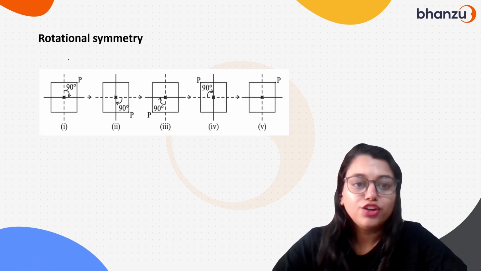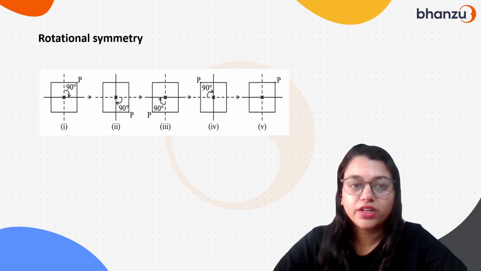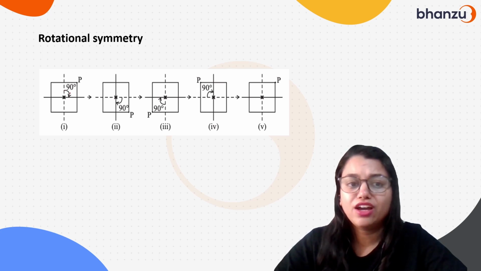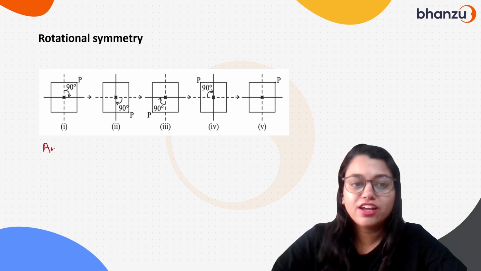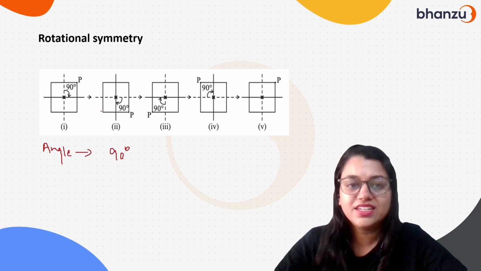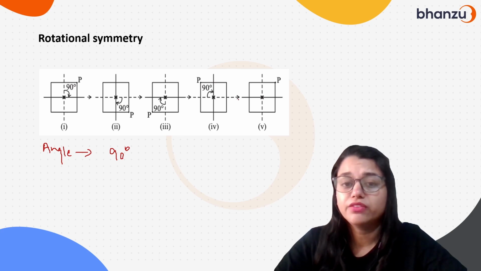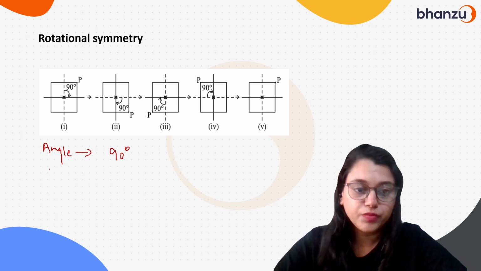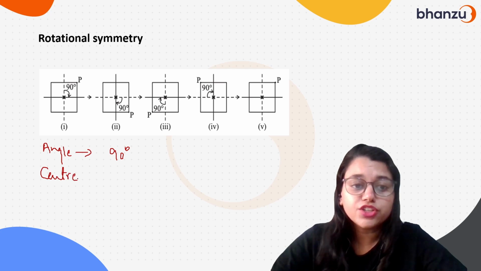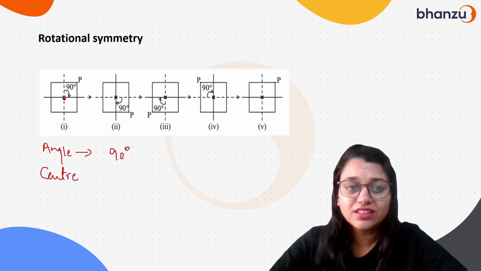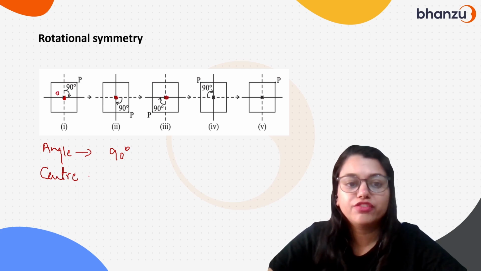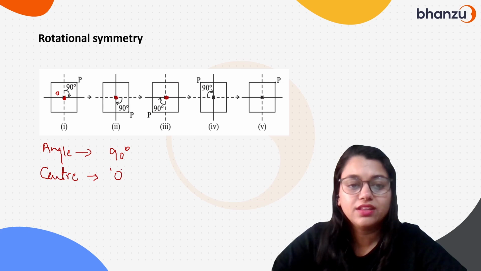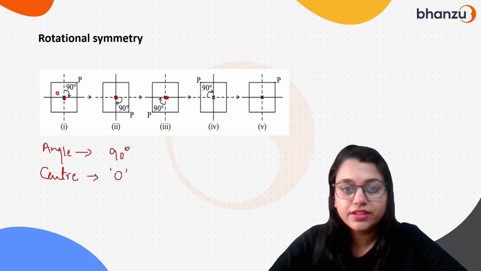Now, if you see in the first image, we are rotating it clockwise at an angle of 90 degrees. So what is the angle of rotation here? It is 90 degrees, because you can see that in all the figures, we are rotating it with an angle of 90 degrees. Now, what is the center of rotation here? The center of rotation is the center of the square, right? So let us name this point as O.